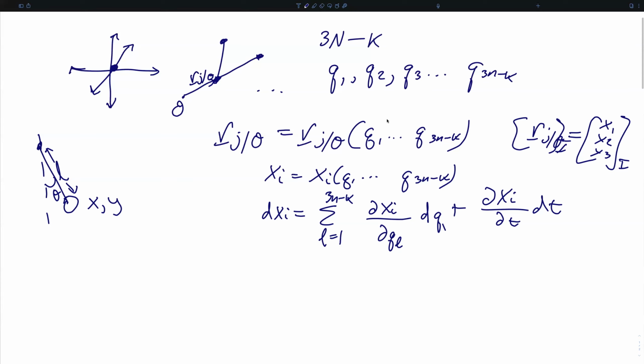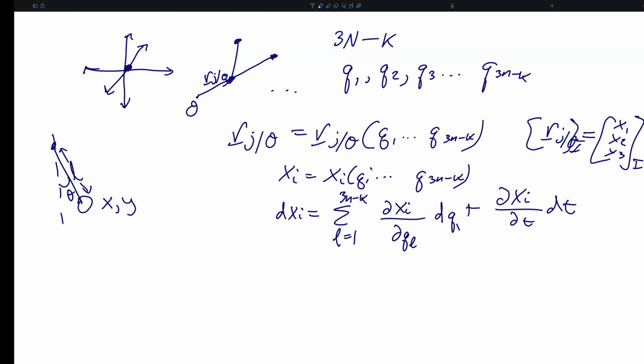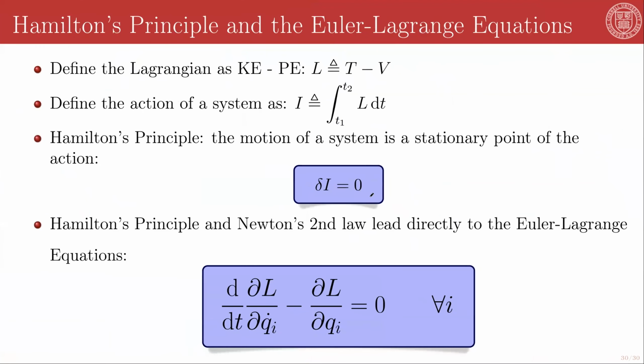But another path is via what are called the Euler-Lagrange equations. And the Euler-Lagrange equations are effectively equivalent to the application of Newton's second law, but you can get to them in a couple of different ways. And the way that we're going to look at right now is via something known as Hamilton's principle.